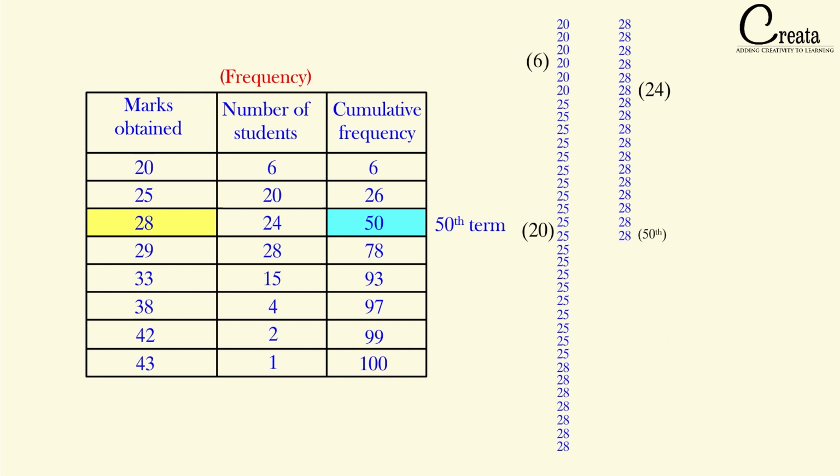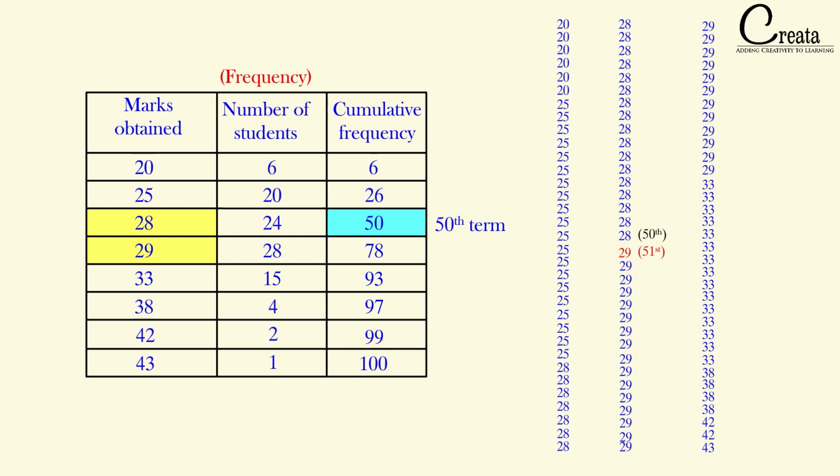Further, what will be the 51st term? The next term, which is 29. The same thing we calculated when we laid out the complete number set of total 100 numbers. But in the middle of an examination, it will be tough to write down all the numbers. So we use the concept of cumulative frequency to find the middle term, the n by 2 or n by 2 plus 1 term. Got it? This is the understanding of cumulative frequency to find the median or the central term.